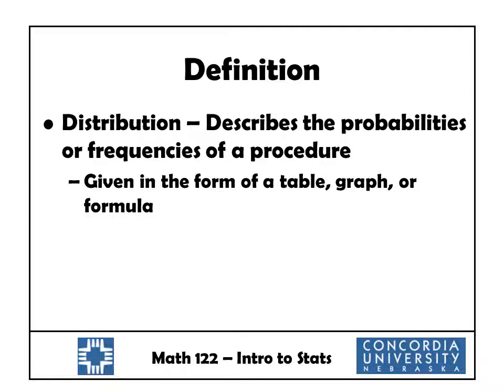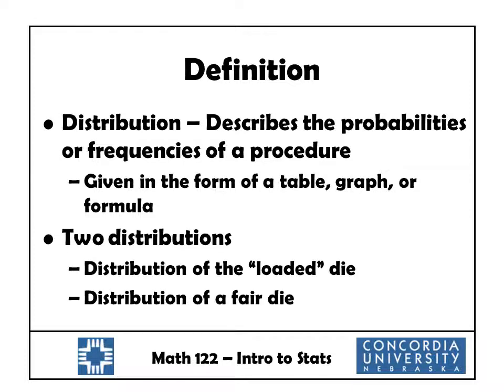So before we start doing the calculations, we need to refresh our memory on the definition of one term, a distribution. A distribution describes the probabilities or frequencies of a procedure. Remember, a procedure is some activity where we don't know the outcome until we actually do it. A distribution can be given in the form of a table, a graph, or a formula. And we've seen all 3 of these different forms back in chapters 5 and 6.